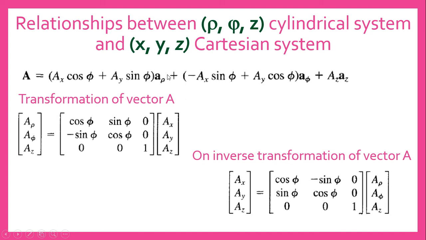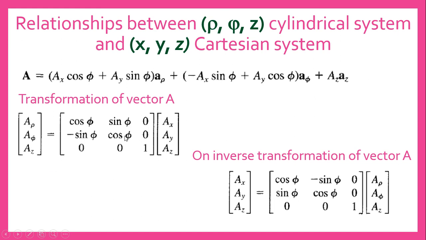So the first component comes, and the first component vector will be a rho, because we are writing in cylindrical coordinates. For the second equation, minus sin phi into Ax, the first component, plus cos phi into Ay, the second component, and 0. Then we get Az alone, and the corresponding unit vector is a z. So you can transform the Cartesian component vector into the cylindrical coordinate vector easily using this matrix multiplication.